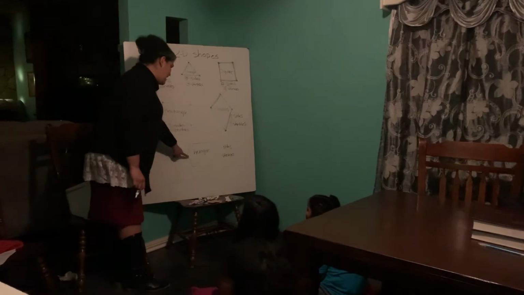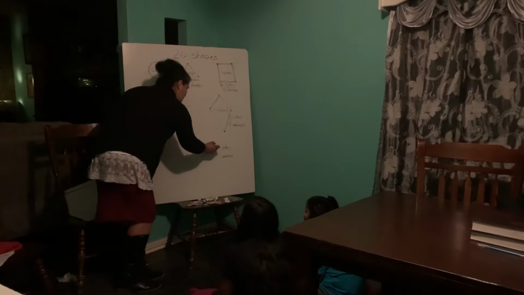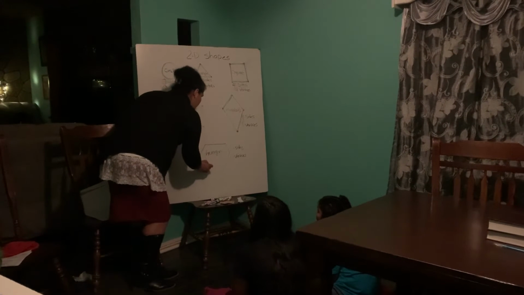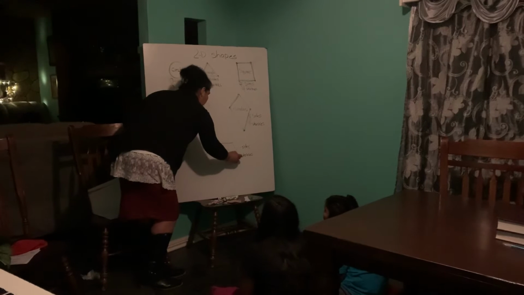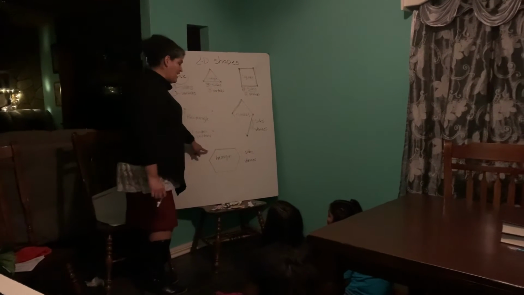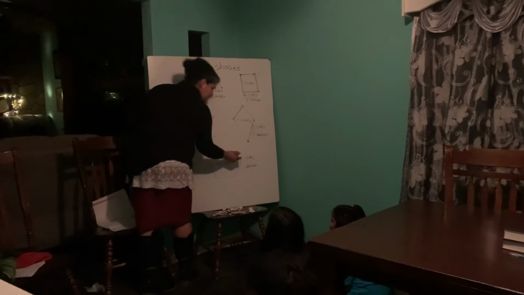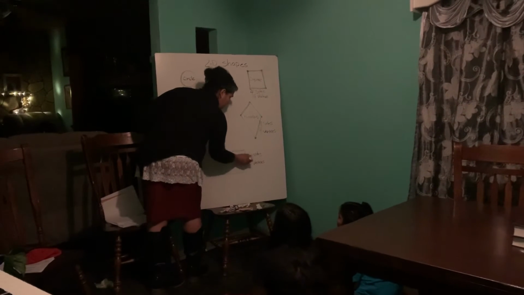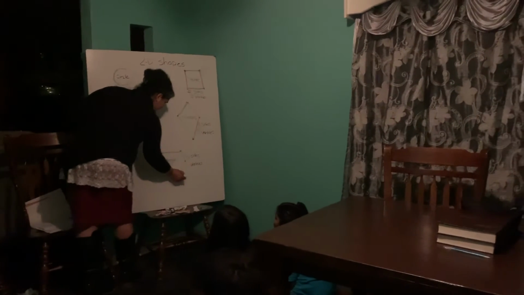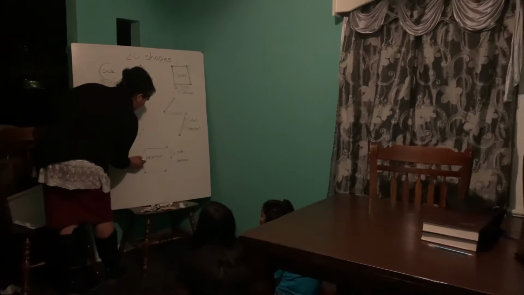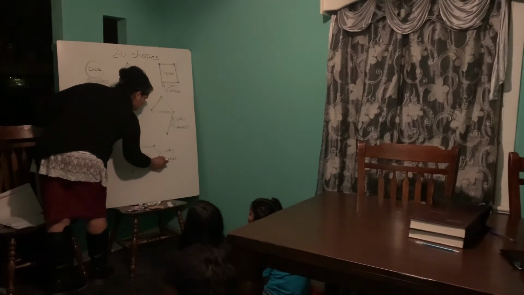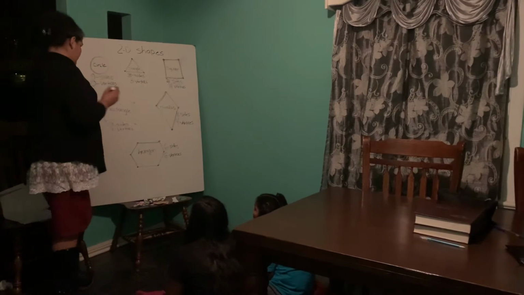Now, the hexagon. Let's count the lines. 1, 2, 3, 4, 5, 6. So that means that we have how many sides? 6. 6 sides. And how many vertices? 6. Yes, we have 6 corners. Very good.